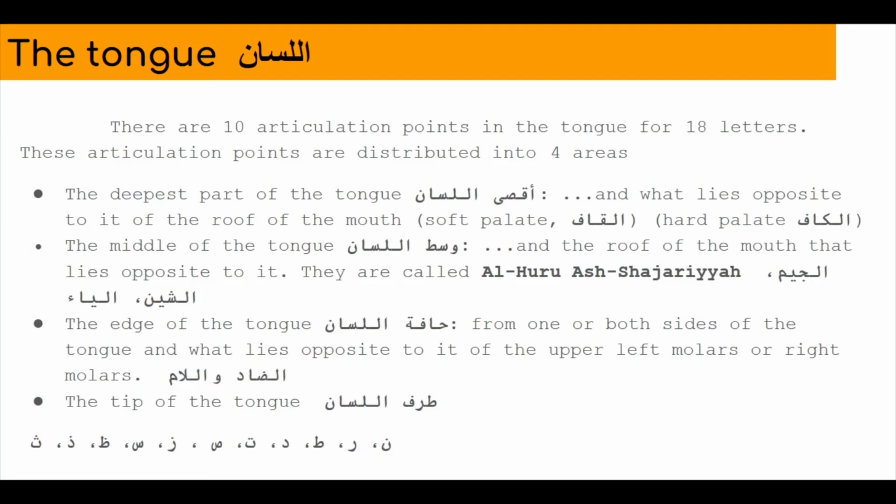The next area of articulation is the tongue, al-lisan. There are 10 articulation points in the tongue for 18 letters, and these articulation points are distributed into 4 areas. That is, we use 4 areas of the tongue to pronounce 18 letters.